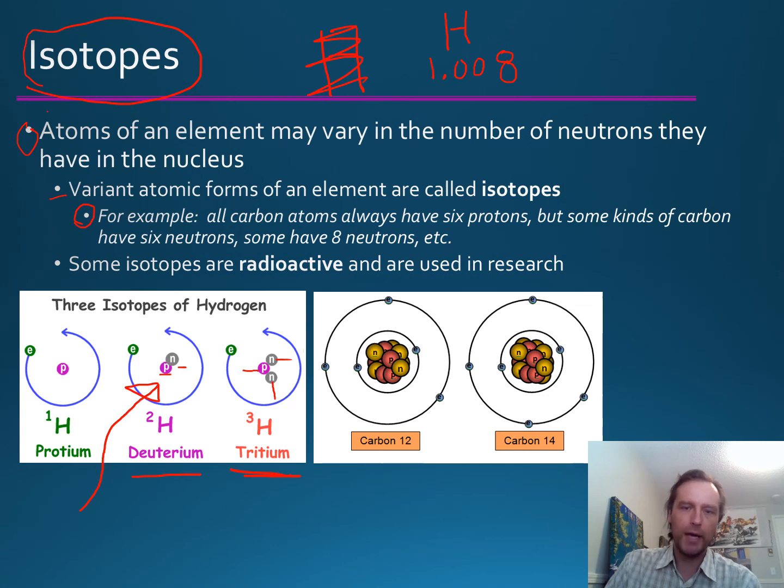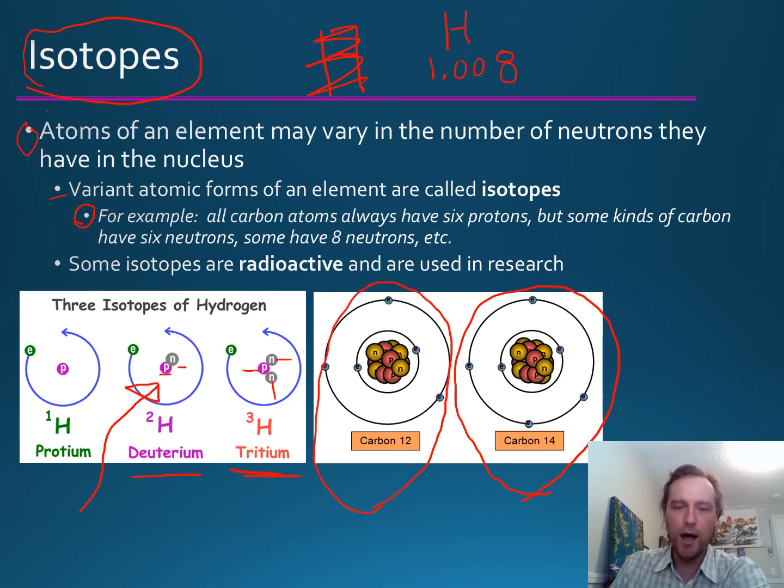For example, all carbon atoms always have 6 protons. That's what makes it carbon. But some kinds of carbon have 6 neutrons, but some are also going to have 8 neutrons. So if you have carbon that has 8 neutrons and not 6 neutrons, then it would be called carbon-14, and that is an isotope of carbon. Carbon-12 is the most common form of this atom. 6 protons, 6 neutrons.